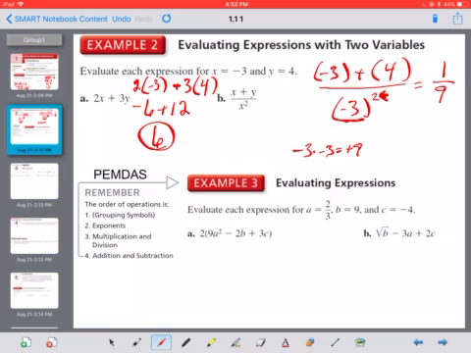Now I got a fraction as an answer. Fractions are okay. I got a 1 on top. I got a 9 on bottom. Nothing goes into them but 1. So that's my final answer.